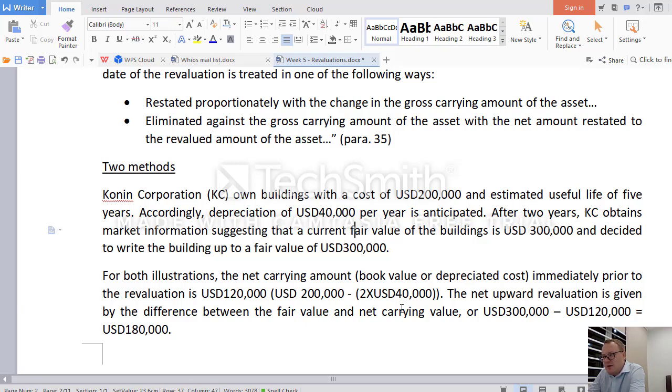Please remember this rule, it's very important. When you do revaluation, you are not revaluing from 200,000 to 300,000. No, you are revaluing from the net carrying value after you subtracted accumulated depreciation. So net carrying value is 120,000, and the new value, fair value, is 300,000. So therefore the increment of revaluation is not 300 minus 200, 100. No, it is 300 minus 120, it is 180,000.